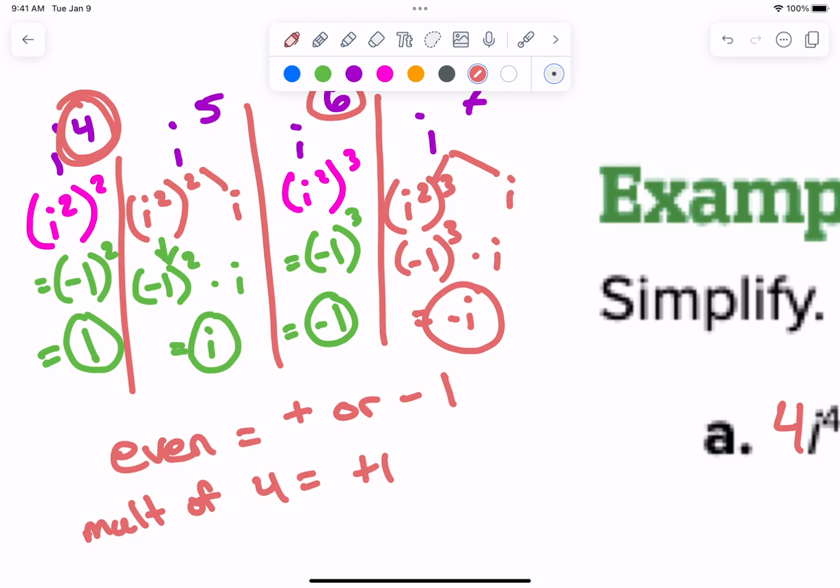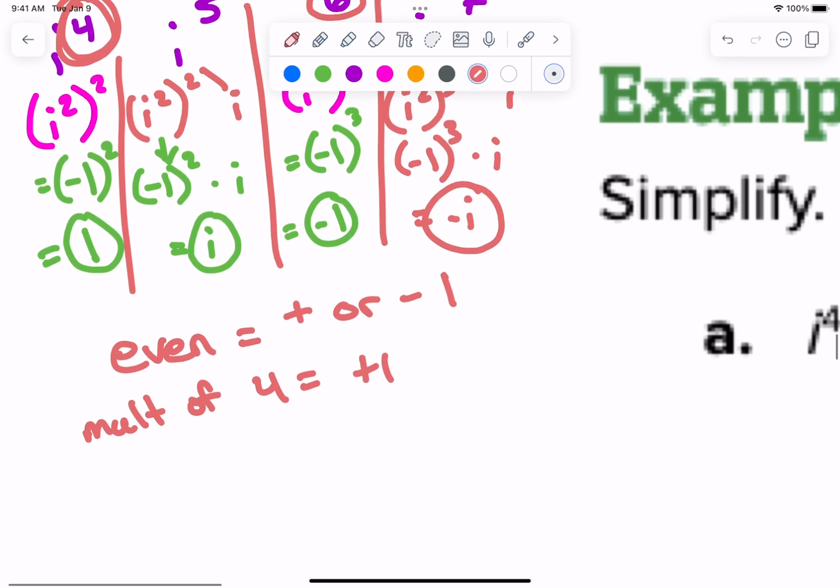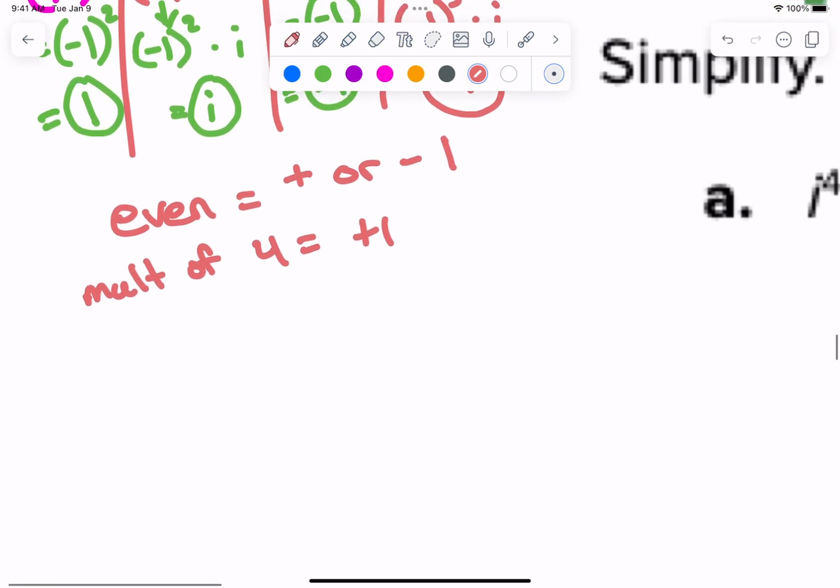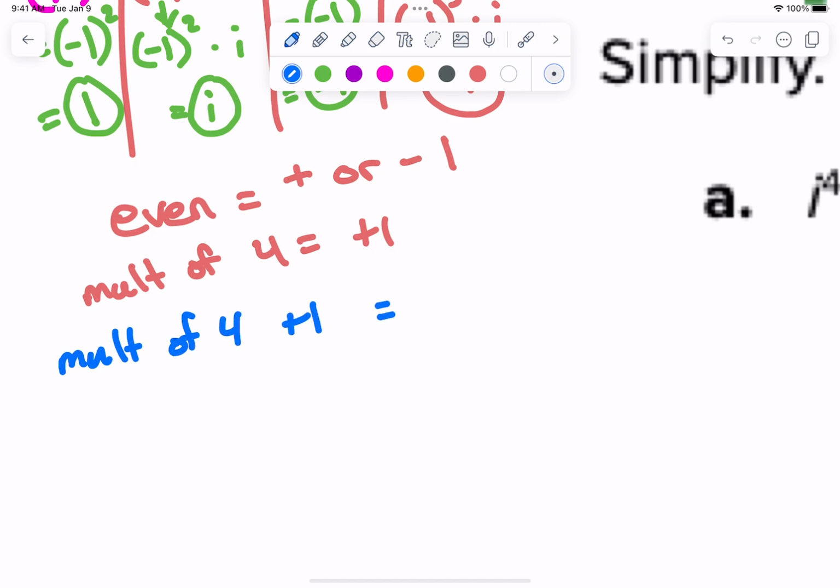So how do we establish the 5 from the 7? If it's 1 more than a multiple of 4, then it's positive. Like 5 is 1 more than a multiple of 4. So if it's a multiple of 4 plus 1, it's going to be positive i.